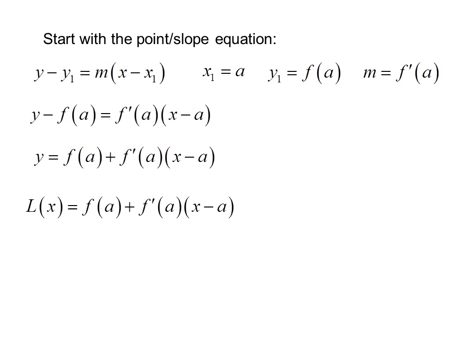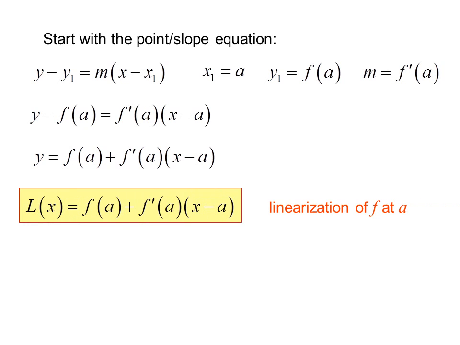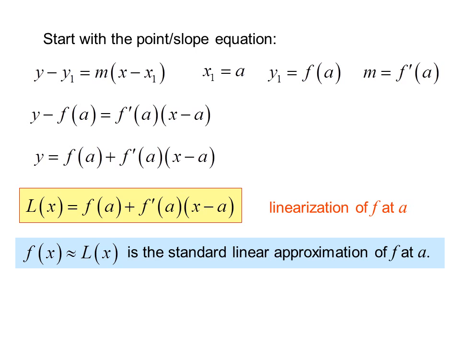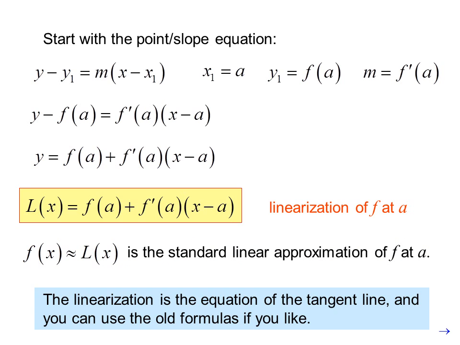This is the linearization formula. L of x equals f of a plus f prime of a times x minus a. We call this the linearization of f at a. F of x is approximately equal to L of x is the standard linear approximation of f at a. The linearization is the equation of the tangent line, and you can use the old formulas if you like.